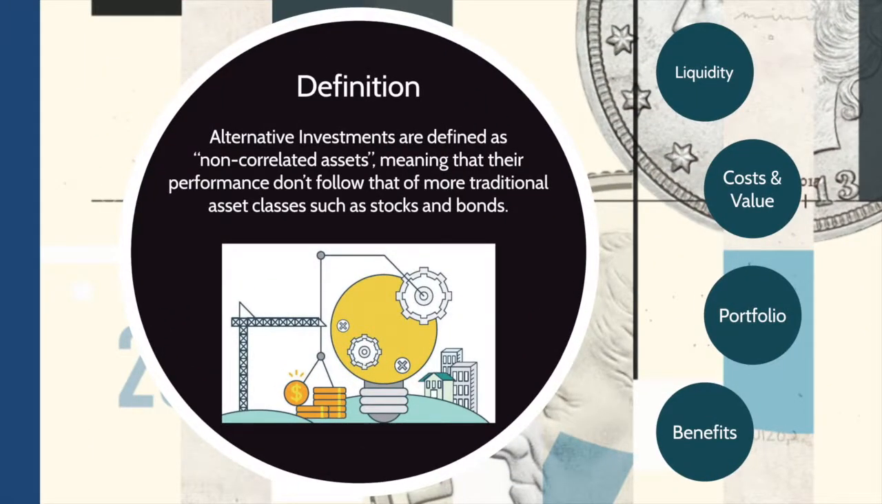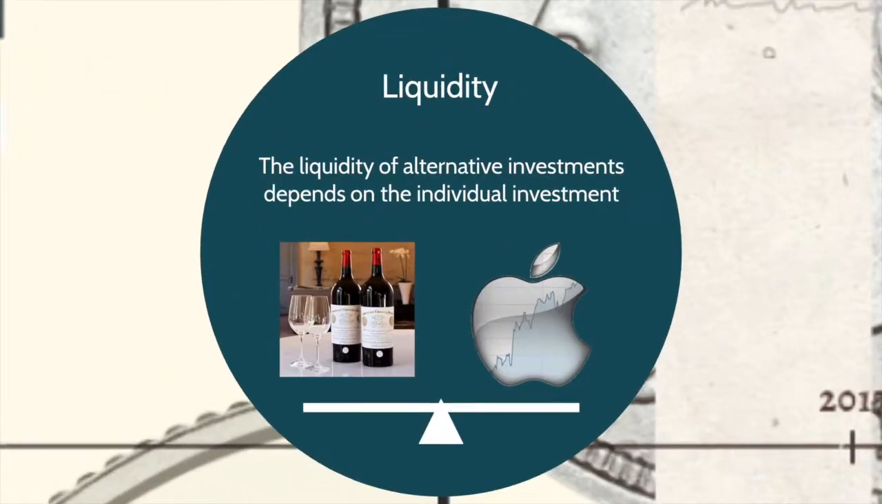Alternative investments are defined as non-correlated assets, meaning that their performance doesn't follow that of more traditional asset classes such as stocks and bonds. They offer investors risk-return profiles that are different from traditional long-only equity or fixed income investments. Today, individual investors can gain greater access to alternatives through liquid options such as open-end mutual funds, ETFs, and closed-end funds that have no or low barriers to investing and provide daily liquidity.